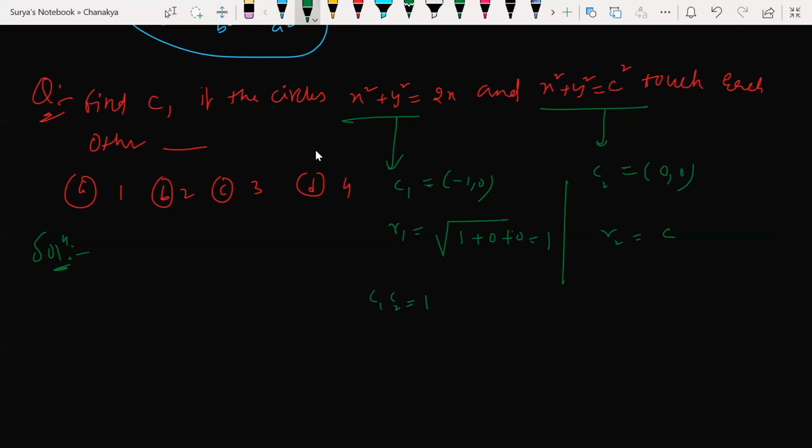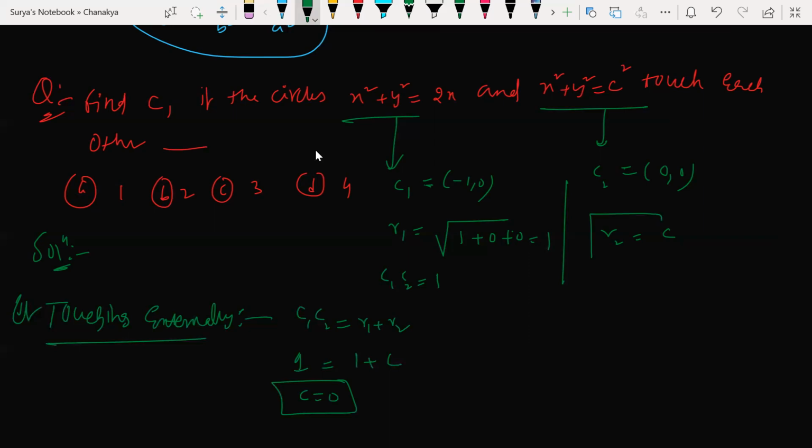Guys, I do not know whether they are touching externally or internally. Let us take both the cases and check it out. C1, C2 is 1 here. First, let's take that if touching externally, what is the condition? Just now I told you C1 C2 is equal to R1 + R2. C1 C2 is 1 here. R1 + R2 is 1 + C. So C is 0.